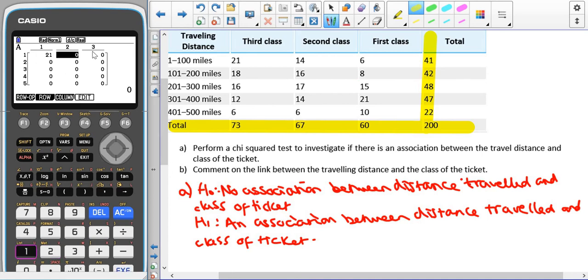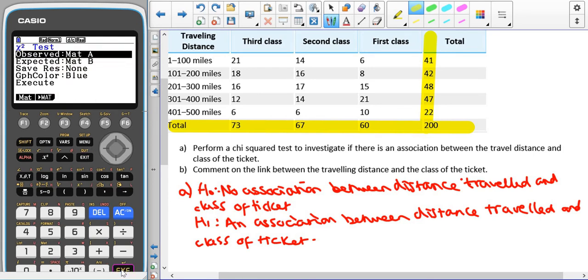That's 21, 14, 6, 18, 16, 8, 16, 17, 15, 12, 14, 21, 6, 6, 10. And again, just a quick double check that they do match each other exactly because we're going to get our value from the calculator. Exit, exit, exit, and there we go, we have our information.